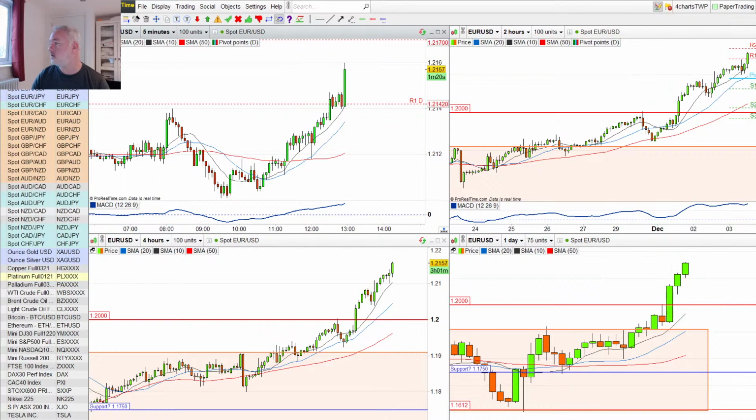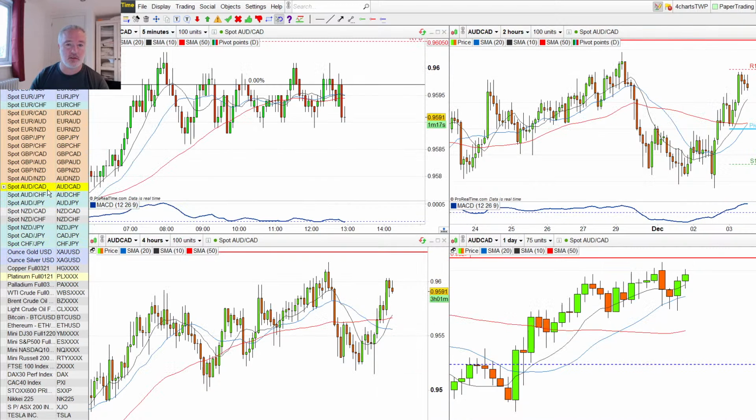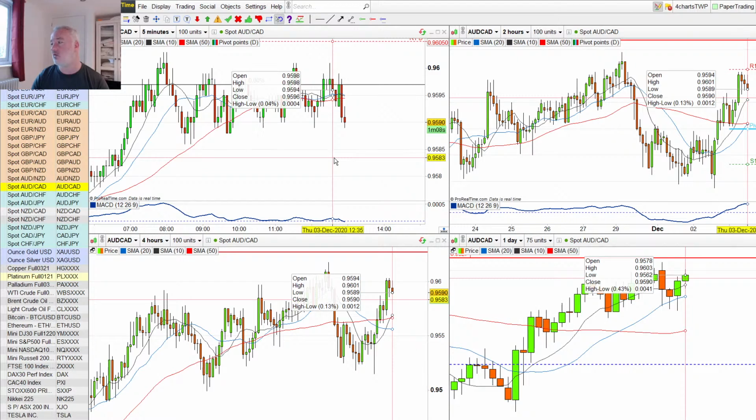Okay. Aussie CAD, yes you did. Aussie CAD was not really right now. Strong resistance where it is and a weekly resistance level up there. So not ideal. Nothing on Aussie CAD really. Aussie Yen I think was the nice one.